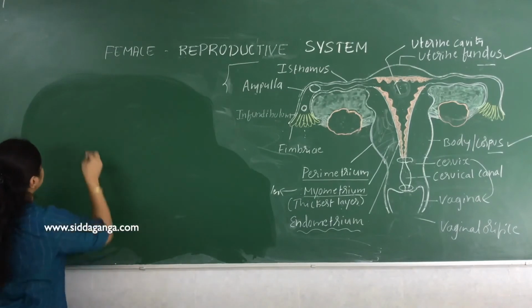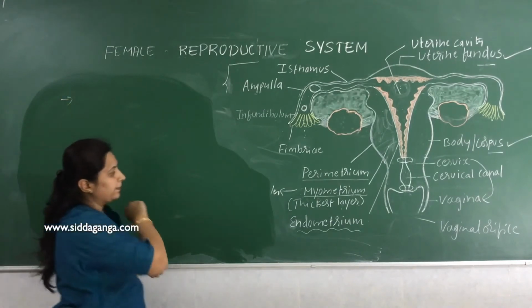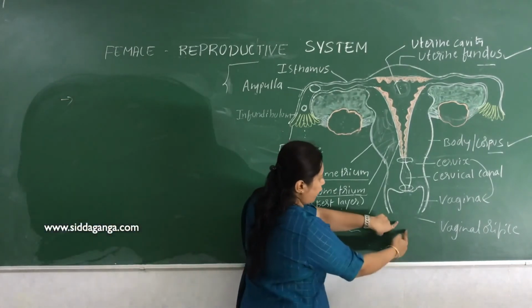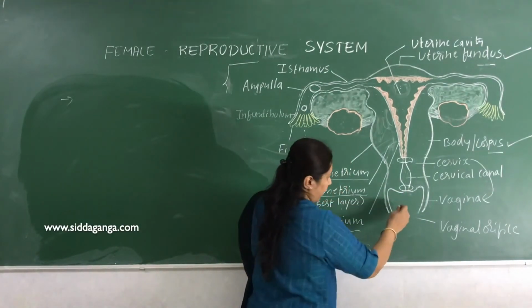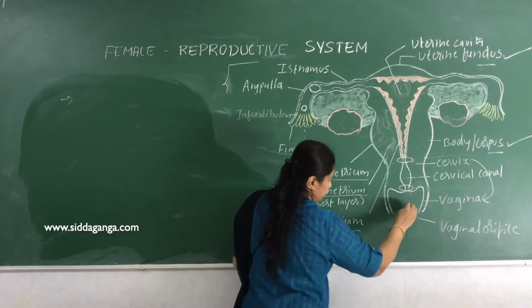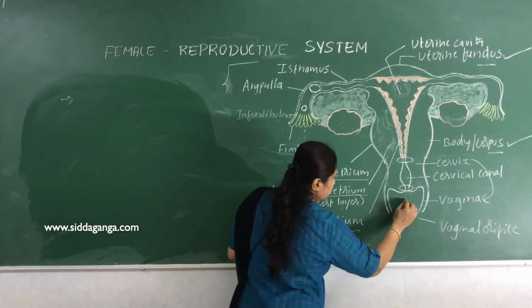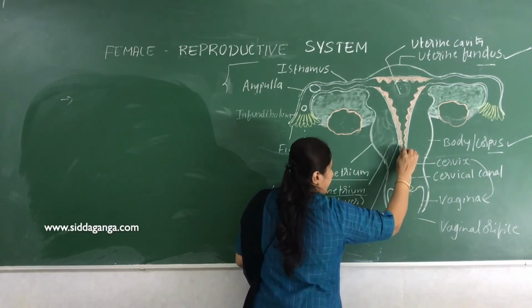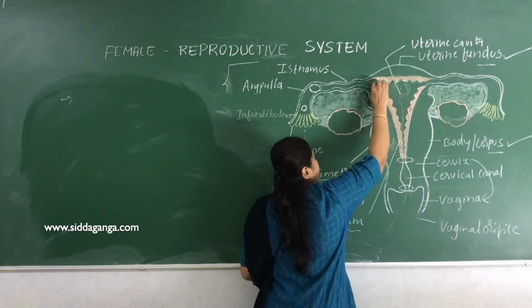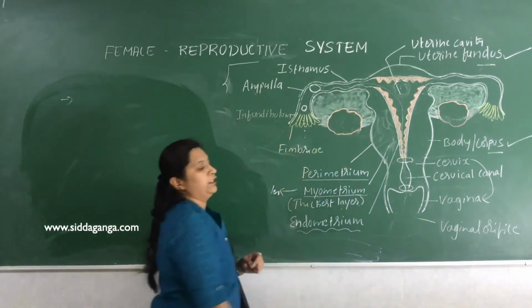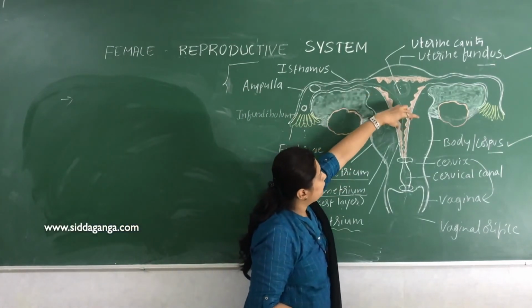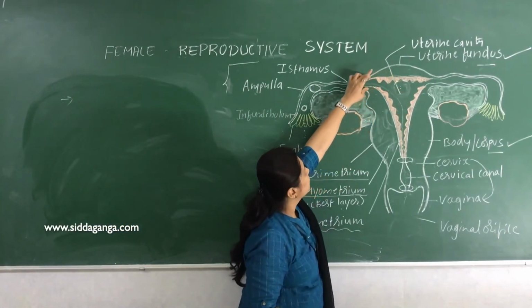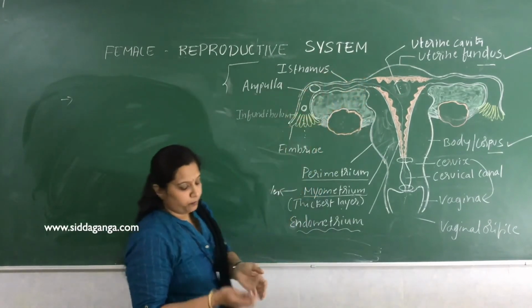What is the function? See here, the sperms are deposited in this region, that is in the vagina. Once the sperms are deposited, they travel through this cervix, and it is through the uterus that they reach the site of fertilization. So the uterus serves as a pathway for the movement of sperms towards the fallopian tube.